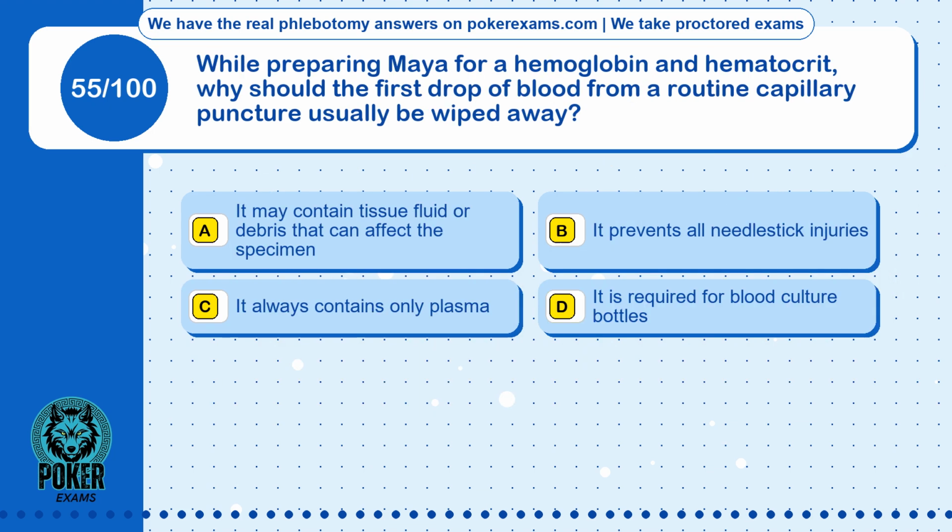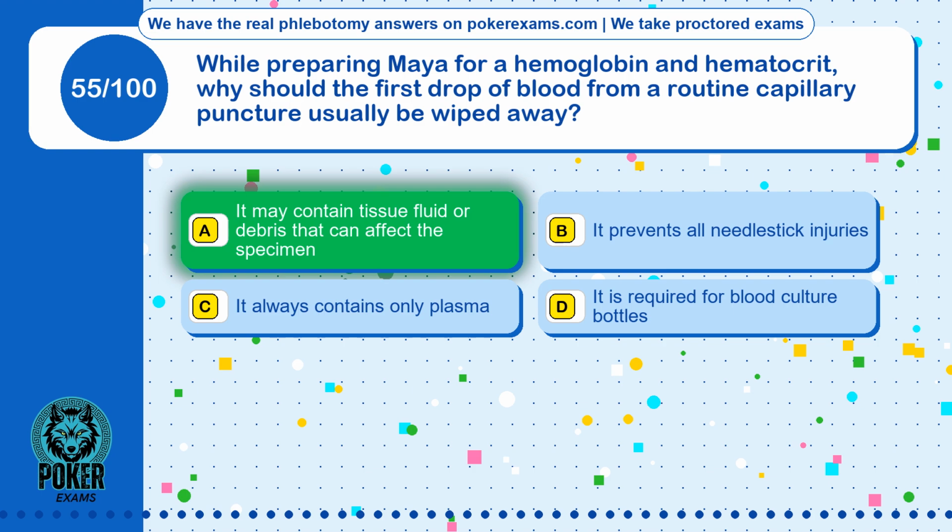Question 55. While preparing MIA for a hemoglobin and hematocrit, why should the first drop of blood from a routine capillary puncture usually be wiped away? Option A. It may contain tissue fluid or debris that can affect the specimen. Option B. It prevents all needle stick injuries. Option C. It always contains only plasma. Option D. It is required for blood culture bottles.